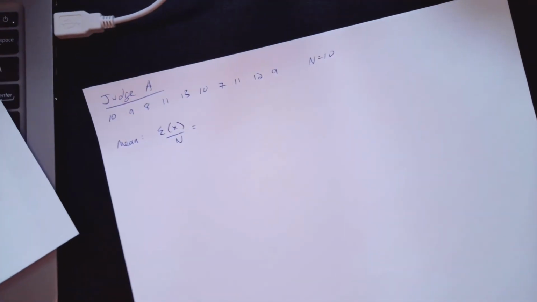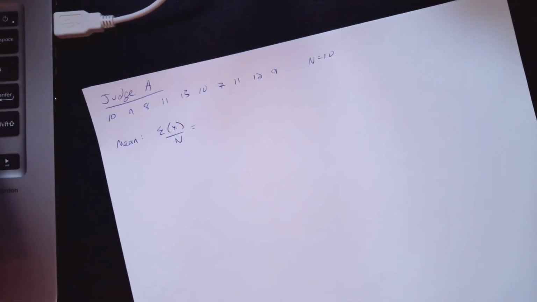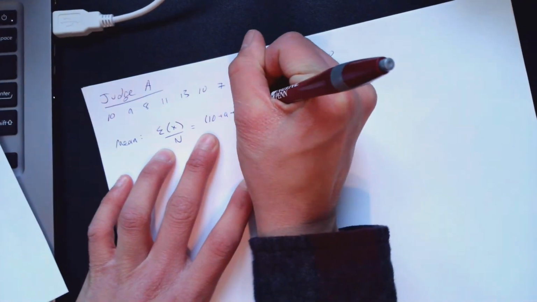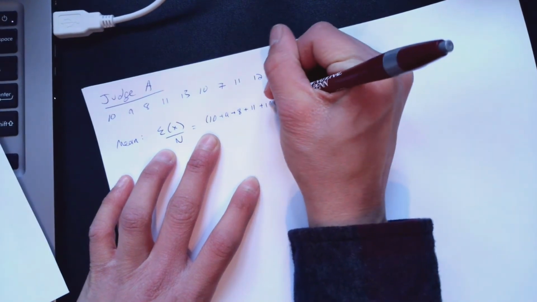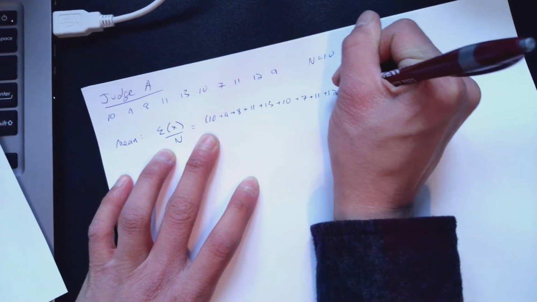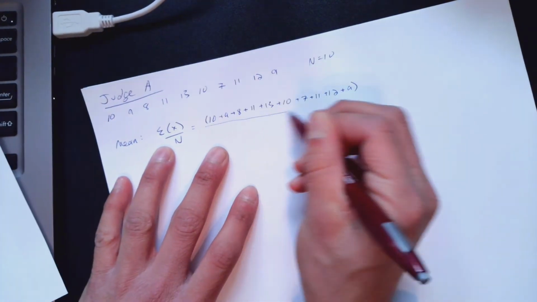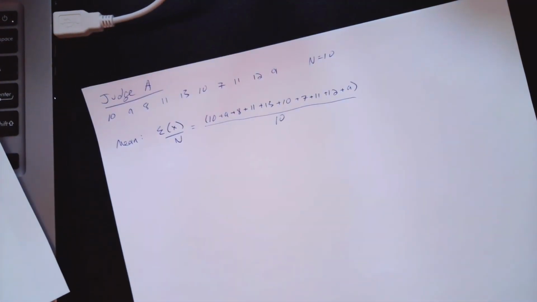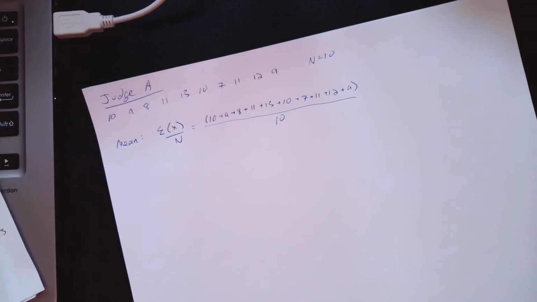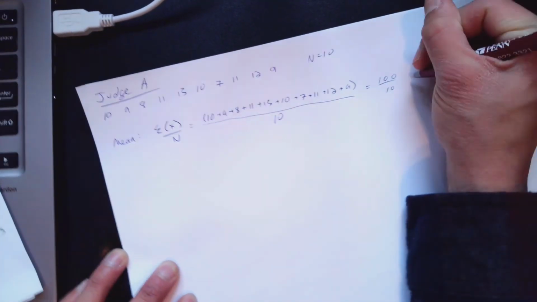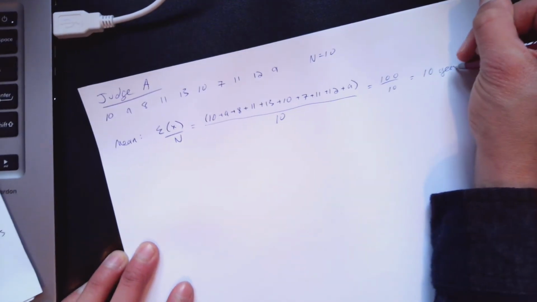So to find our mean, we have 10 plus 9 plus 8 plus 11 plus 13 plus 10 plus 7 plus 11 plus 12 plus 9. And it's going to be all of this over 10 because we have 10 different sentences that we're looking at. So this is a sample of the last 10 sentences this judge has assigned. And if you do all of this, it comes out to 100 over 10, or an average sentence of 10 years.